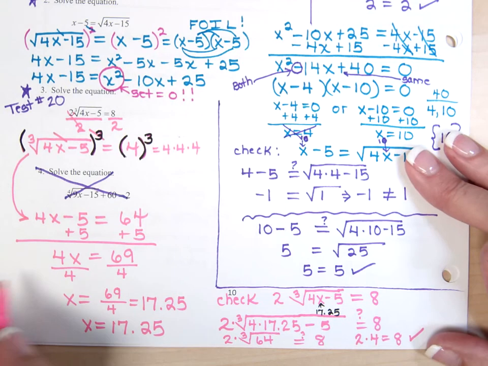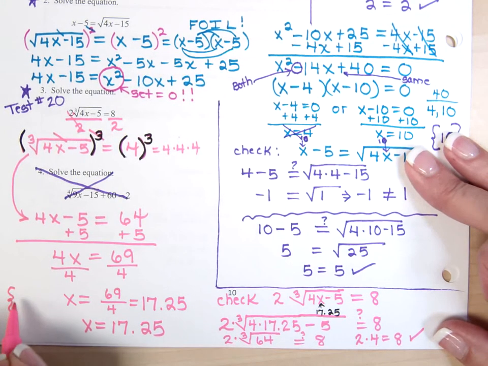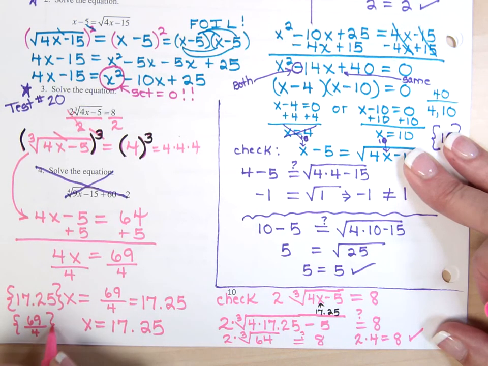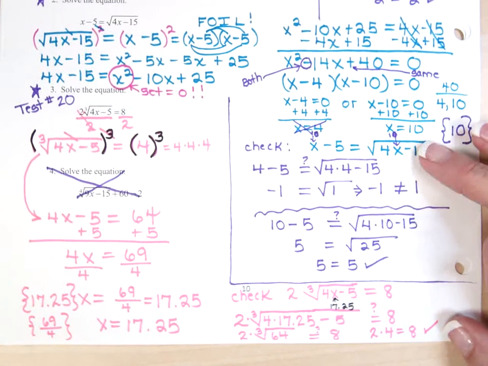So we can go over here and we can write 17.25 in solution braces, or we can write 69/4 in solution braces, or we could write 17 1/4, which would be the most awkward way. But any of those will work.